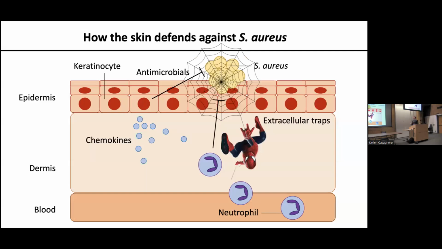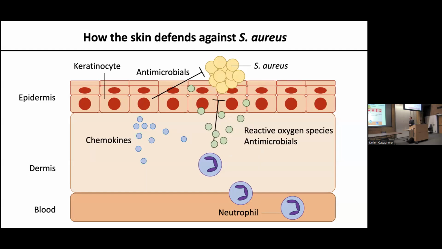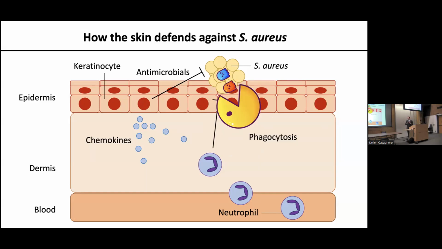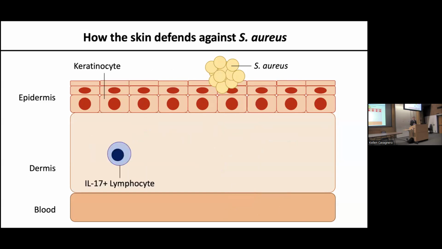They have many different weapons to help kill the staph. They can release extracellular traps to immobilize the Staph aureus, like Spider-Man. And they can also release reactive oxygen species and antimicrobials to actually kill the pathogen. And they can also just eat or phagocytose it. So very potent killers of Staph aureus, the neutrophils are.